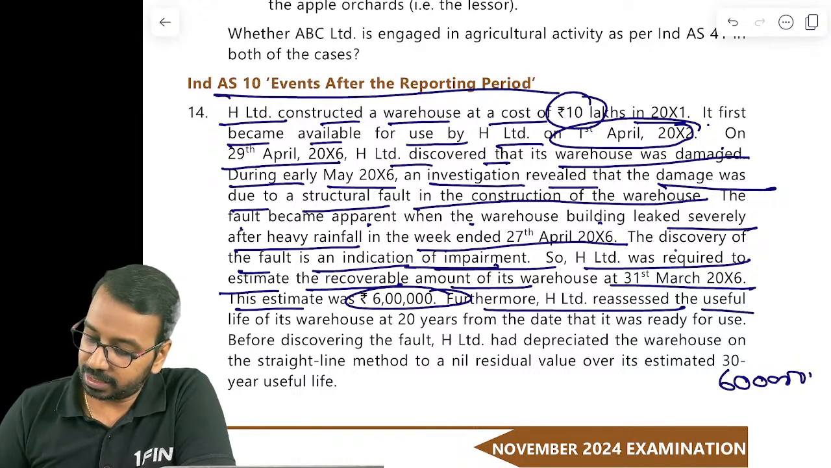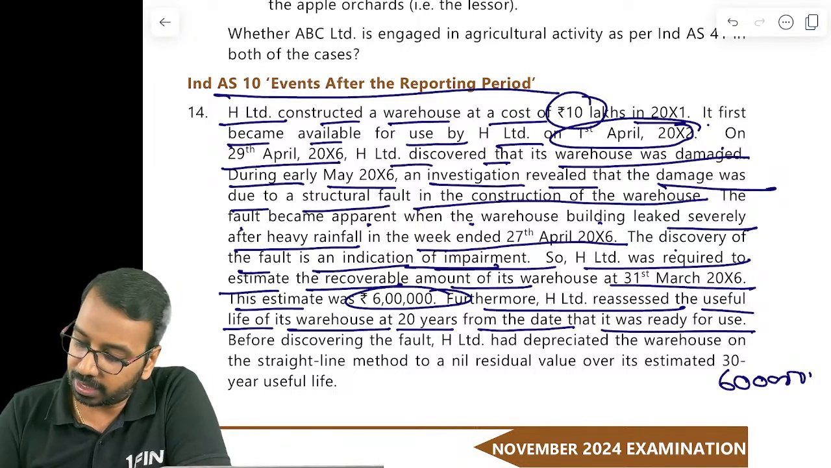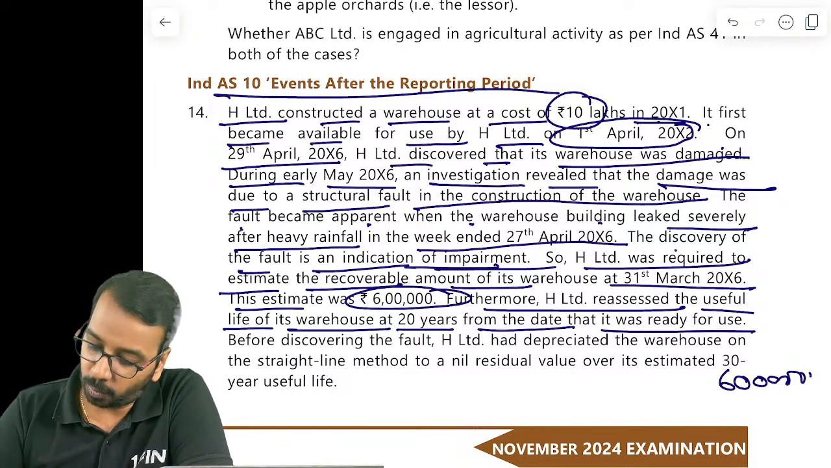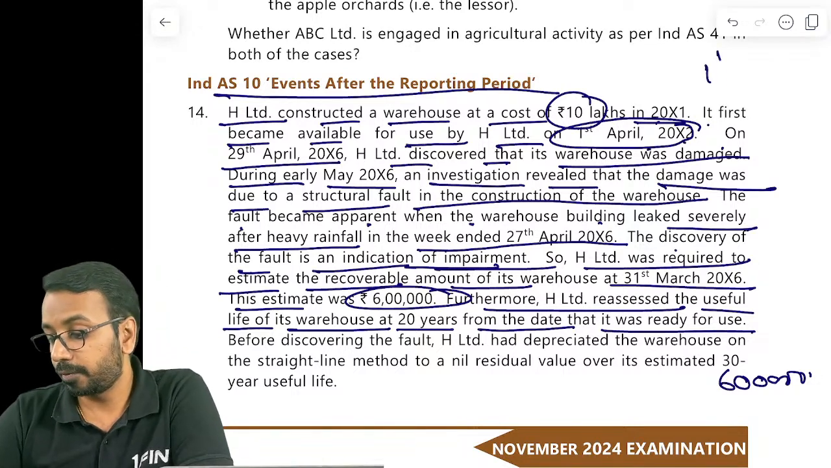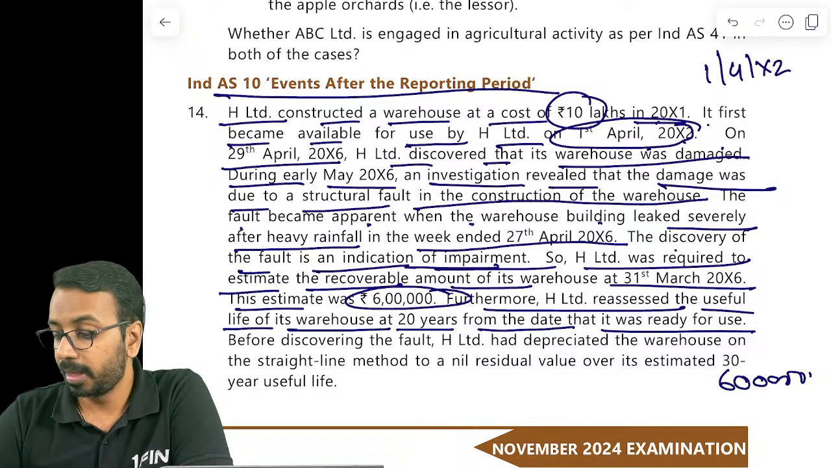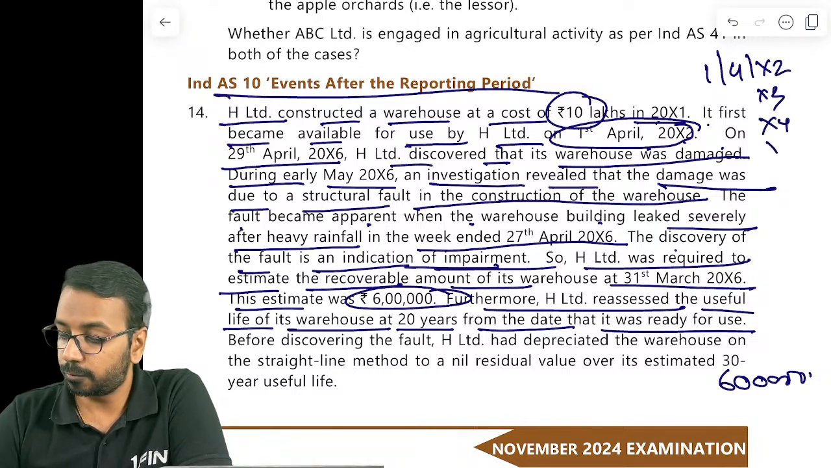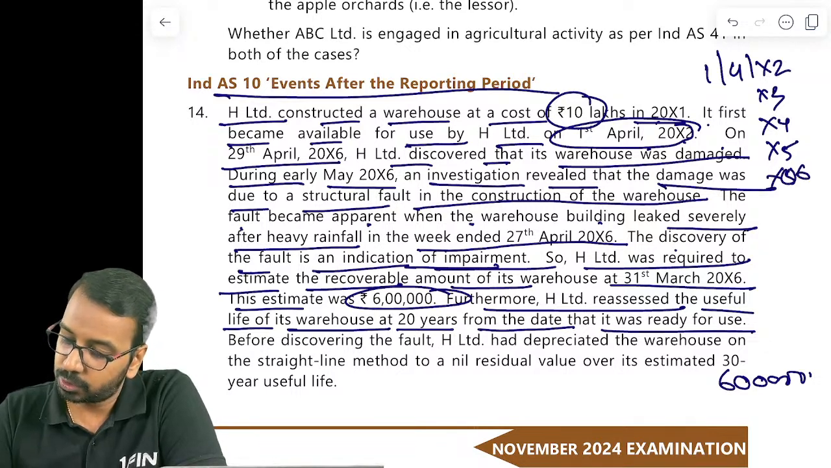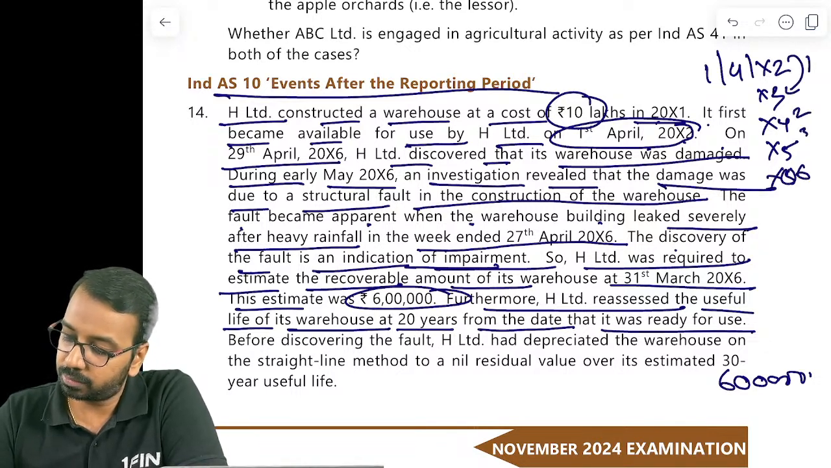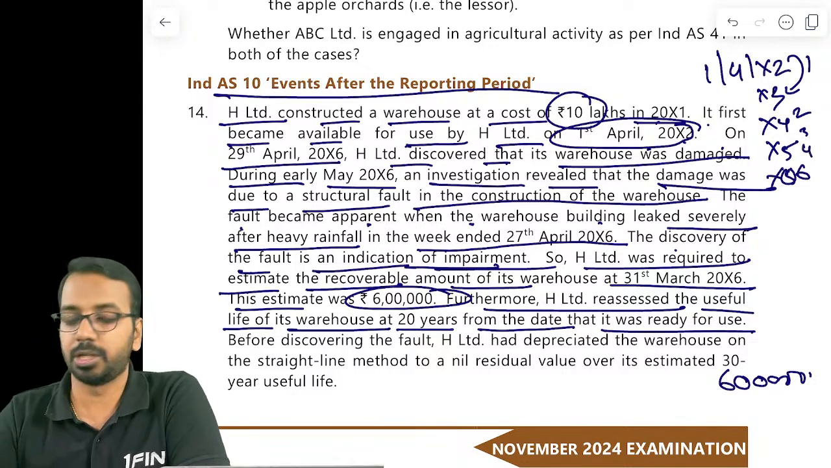H Limited reassessed the useful life of its warehouse at 20 years from the date that it was ready for use. So when was it ready for use? 10 lakhs in year 1, first available for use on 1st April of year 2. So from 1st April of year 2, then we have year 3, then year 4, then year 5. All of these happened in year 6. So April 2 to April 3, 1 year, 2, 3 and 4 years. 4 years have been completed.